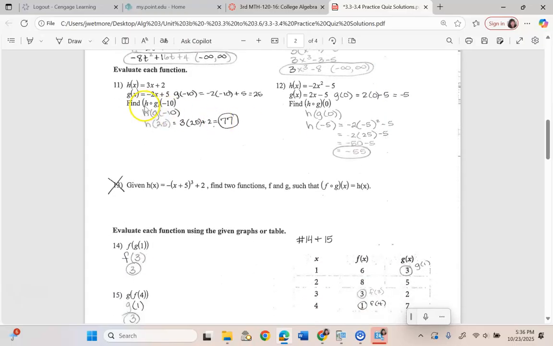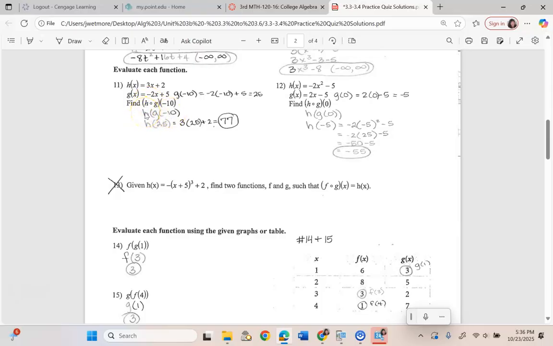All right, so these are compositions of functions just like we were doing, but now we have a number, so that makes them a little bit easier to do. So first off, I'm going to rewrite this notation, right? So I'm going to say h of g of negative 10.